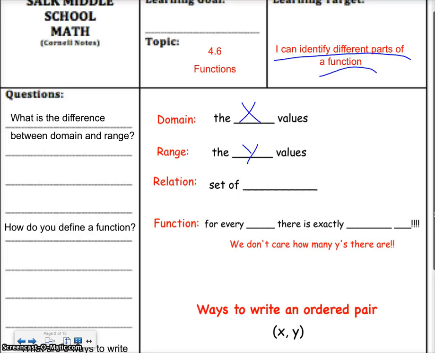And a relation is a set of points. When you see things like 0, 0, 1, 1, 2, 2, that's a relation. It's just a collection of points.